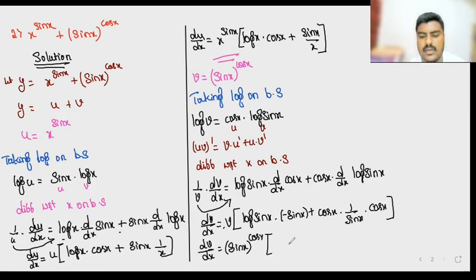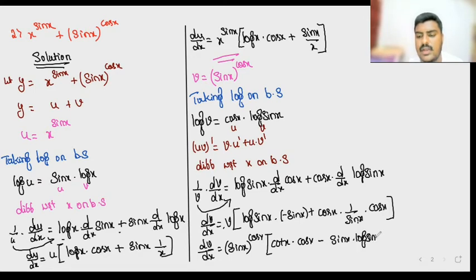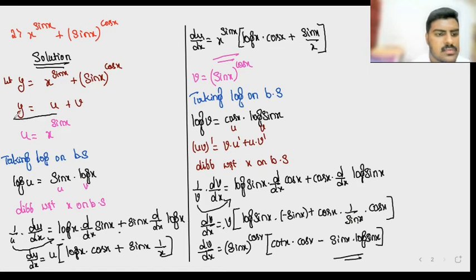So this is the negative term, so I'm taking the positive term first, cos by sin means cot x into cos x, minus sin x into log sin x. So this is dv by dx. Now we want dy by dx. So I'm going to the next page, you should observe here.